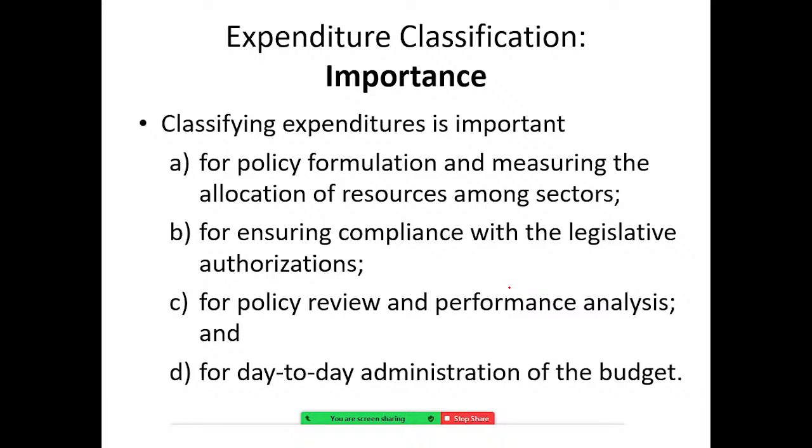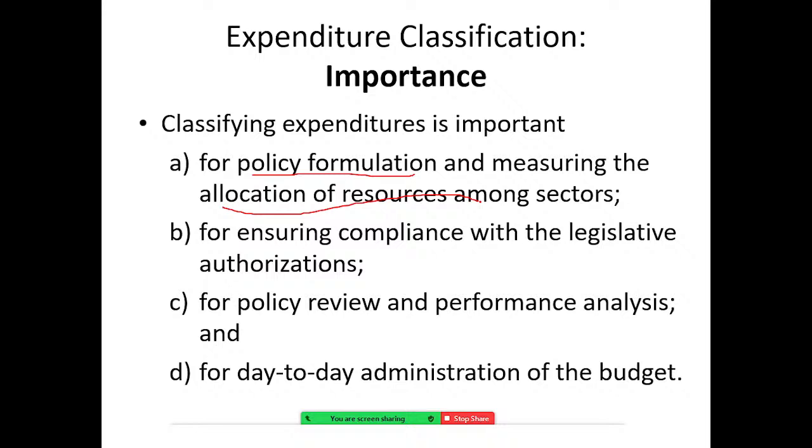Classifying expenditures is important for policy formulation and measuring the allocation of resources among sectors. So different governments give priority to one sector over another. One government prioritizes internal, local production, but an earlier or another government may focus on another sector, the industrial sector. So when they are making policies, they have to allocate funding, and they have to measure the performance, whether the policy proposed by the government works effectively, whether it works fine.